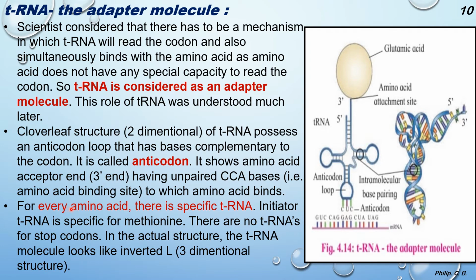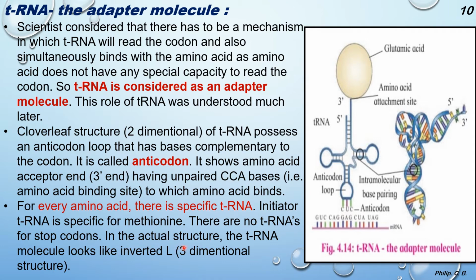It shows the amino acid acceptor end, the 3' end having unpaired CCA bases, that is the amino acid binding site to which the amino acid binds. So the anticodon binds to the codon, and that is the binding site where a particular amino acid binds. For every amino acid there is a specific tRNA. The initiator tRNA is specific for methionine, as we saw for AUG, the starting codon, we have a particular anticodon. There are no tRNAs for stop codons. All the codons have anticodons right from the starting codon, but the stop codons do not have any anticodons, so there are no tRNAs for the stop codons.